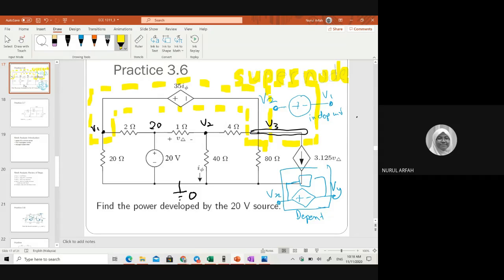Inshallah. Okay, now I put it this way. Is this boundary a super node or not?